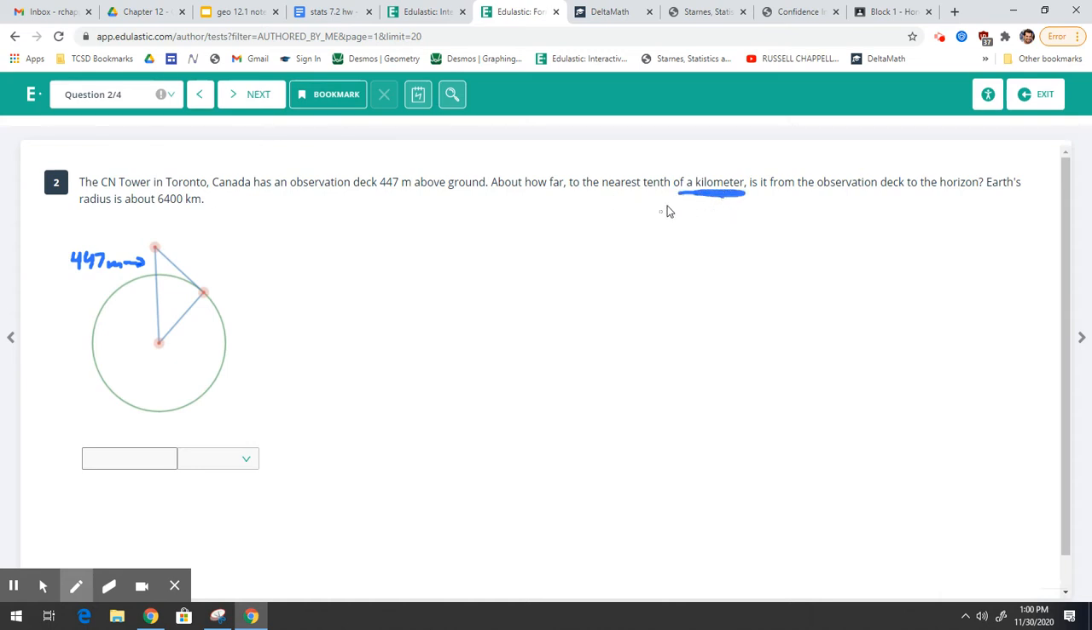So right now in my head, I'm thinking 1,000 meters is equal to 1 kilometer, right? Kilo means 1,000. Is it from the observation deck to the horizon? So how far is this? We'll call this x. And they say the Earth's radius is about 6,400 kilometers. So in this picture, there's actually two radii. That's a radius, and that's a radius to this point. So both of those are 6,400 kilometers.